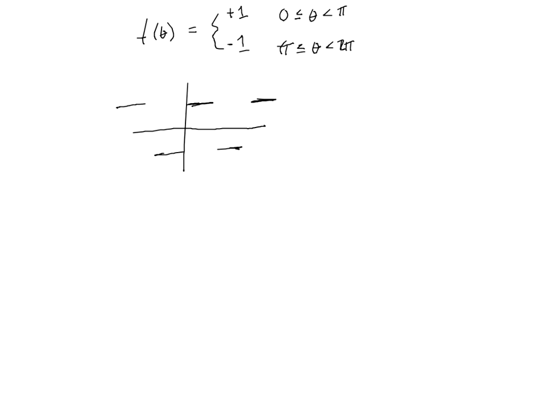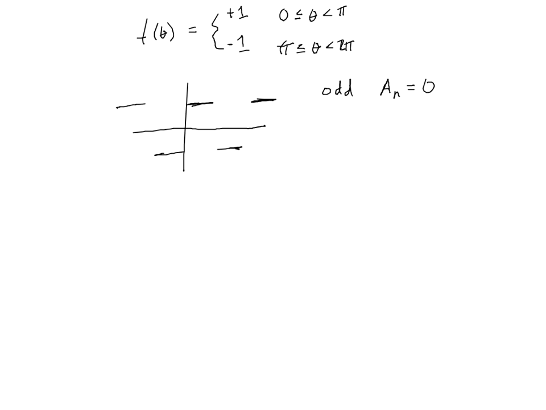Okay. Now, first off, when we look at this, you can see that this is an odd function, right? Because it's anti-symmetric about 0. So we know it's odd. And also, because it's odd, that means there's no cosine terms. So all of the a sub n equals 0.